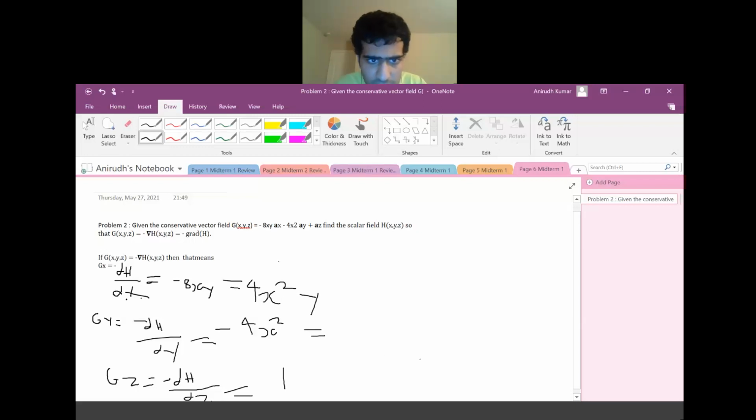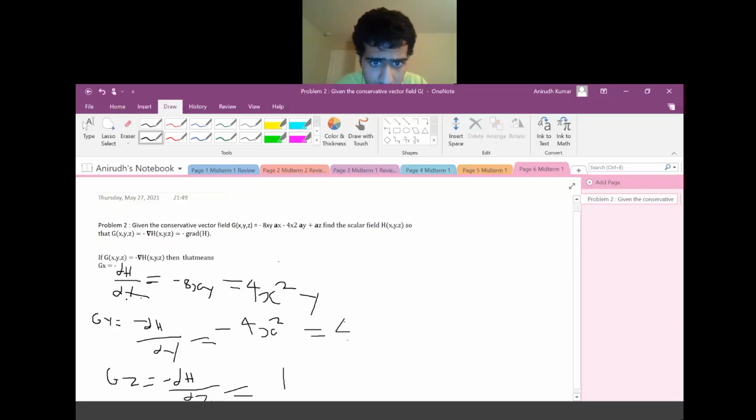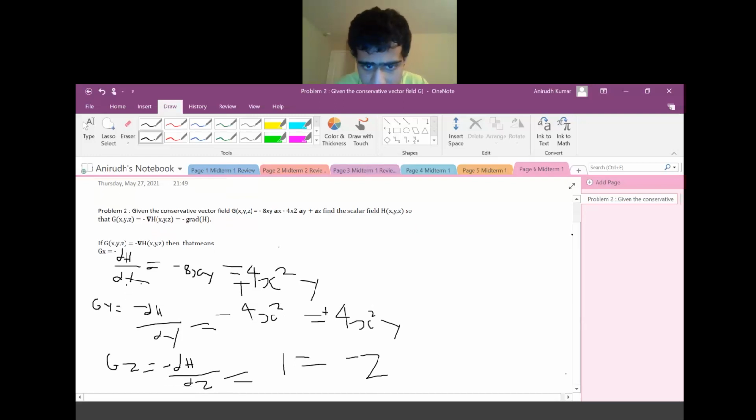And this, we're going to integrate this again, and when we integrate this with respect to y, we're going to get 4x squared y. And when you integrate this with respect to z, you get negative z. And this is positive. This is positive as well. The rest of it stays the way it is.